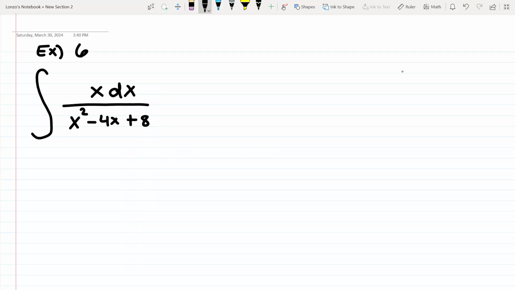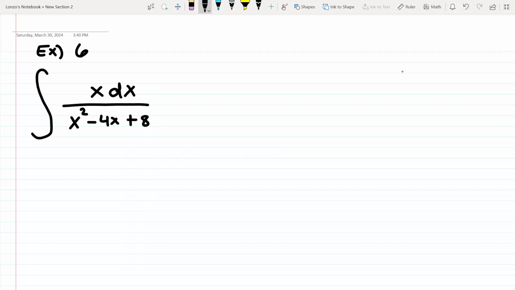Hello, this is example 6 of trigonometric substitution. In this example, we have to integrate x dx over x squared minus 4x plus 8. This one is one of the special trigonometric substitutions where it requires completing the square and putting it in vertex form.